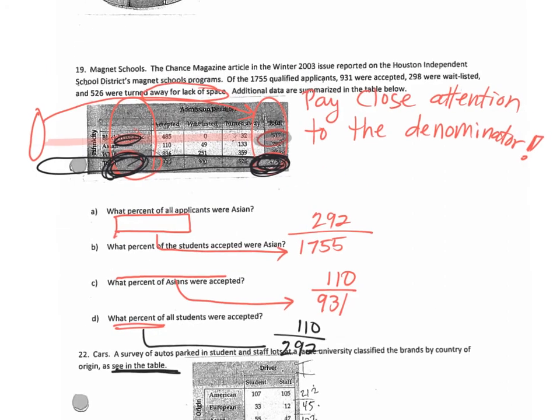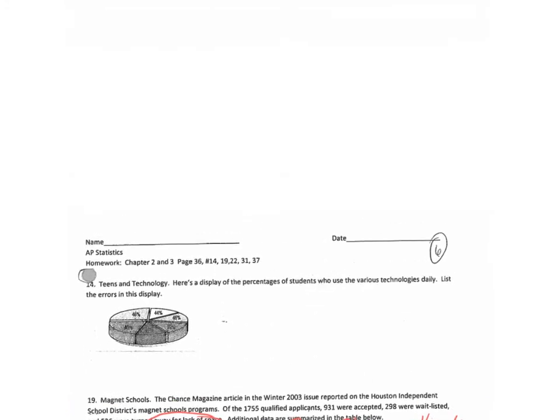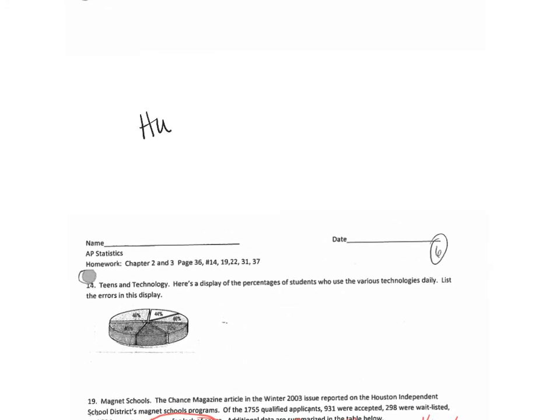All right. So in summary, your homework is pages 5C through page 7.